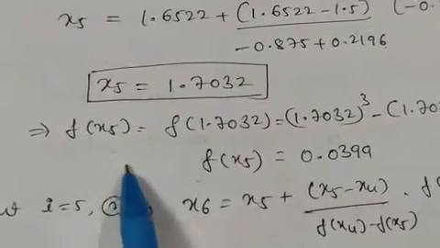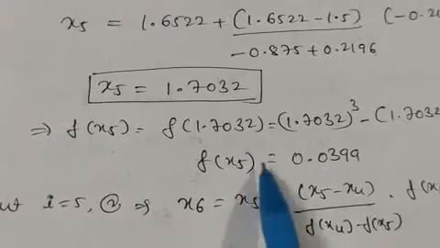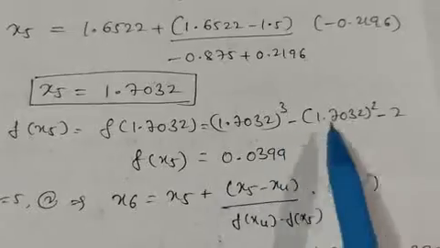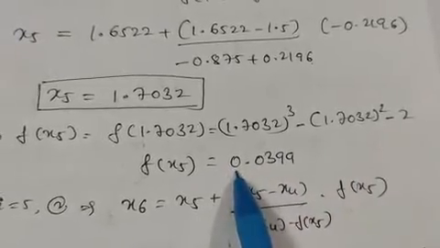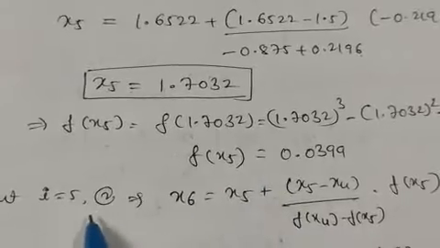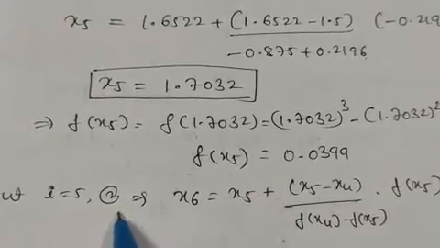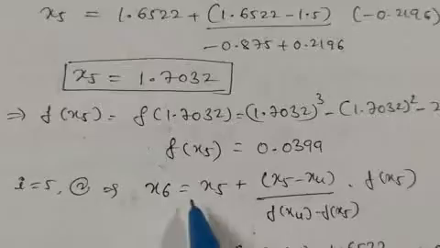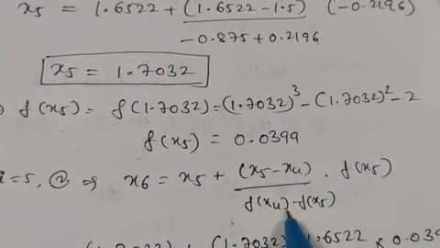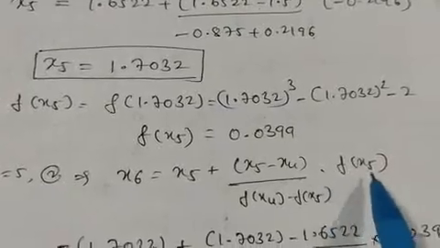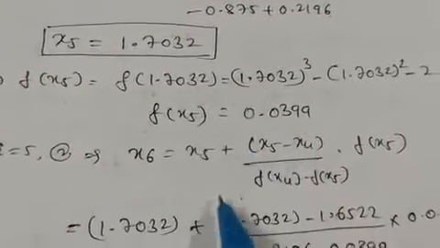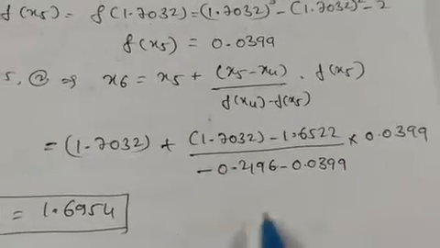Next you have to find f of x5. f of x5 is f of 1.7032, and after simplification you will get 0.0399. Next you put i equals 5 in equation 2. You will get x6 equal to x5 plus x5 minus x4 divided by f of x4 minus f of x5, into f of x5. We know all these values from previous steps. Substitute all the values and simplify.